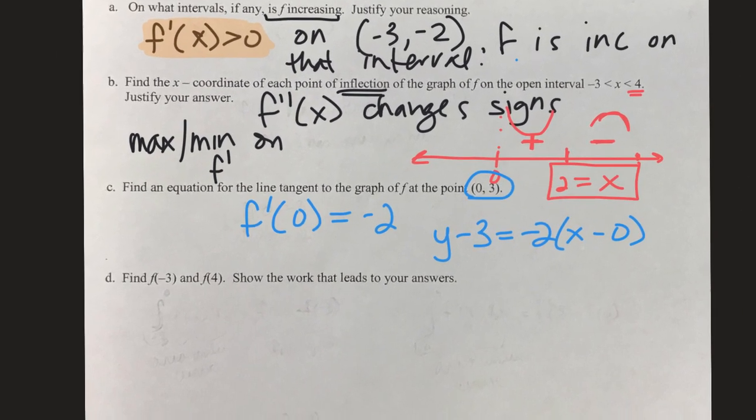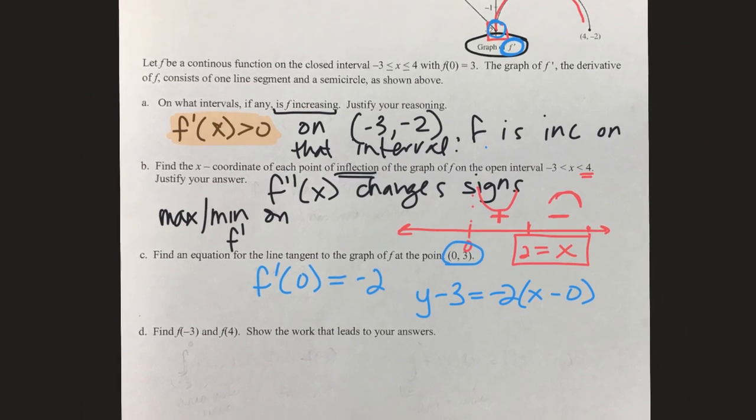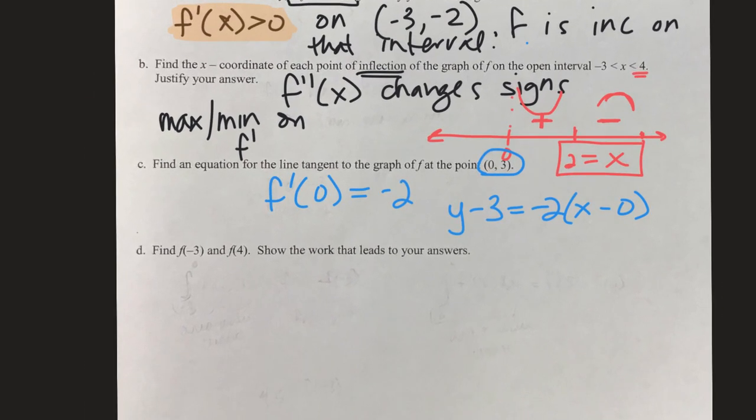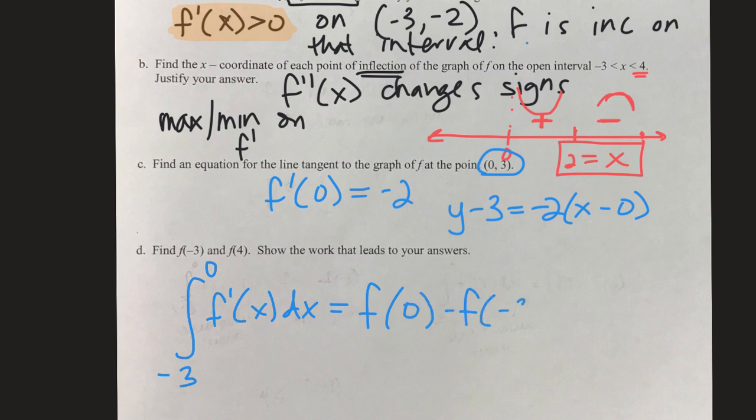Now, here's the part that we're working on. Find f of -3 and f of 4. So we want to make an interval, probably from -3 to 0, so that we can figure out what's going to go on here. The integral from -3 to 0 of our function f prime of x dx is equal to f of 0 minus f of negative 3. We're using the fundamental theorem of calculus, creating our very own limit of integration so that we can have f of -3 somewhere in our equation.